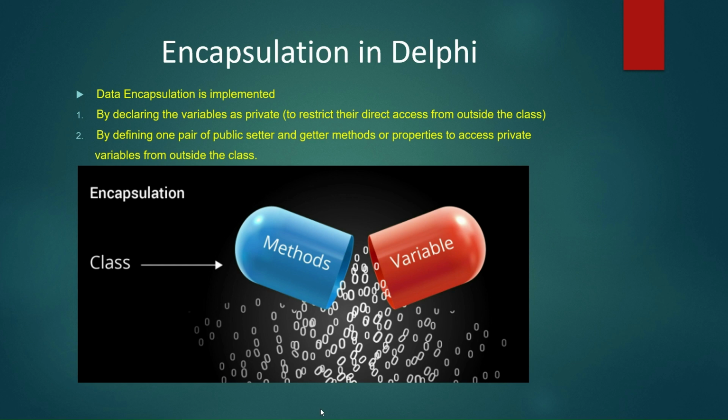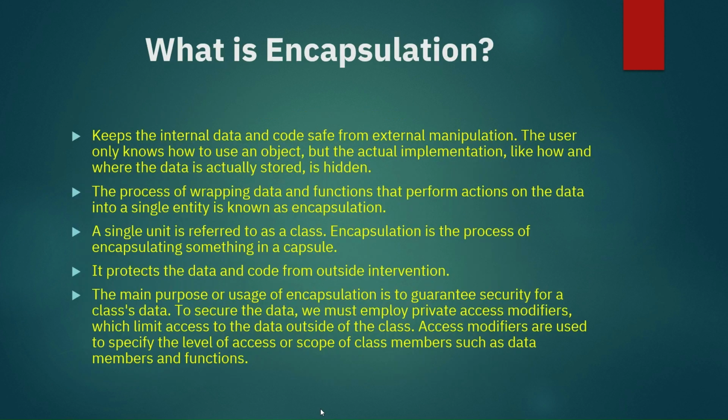So we will not allow the variables to be accessed directly from the class. Any variable can be accessed through the getter or setter method, or through the property, so that we can do validation there, and the user cannot assign a wrong value to the variable.